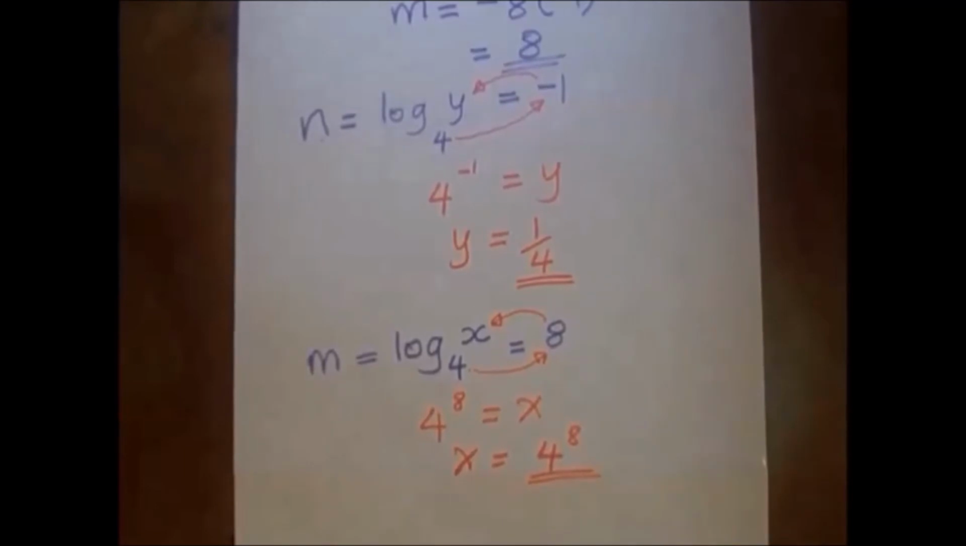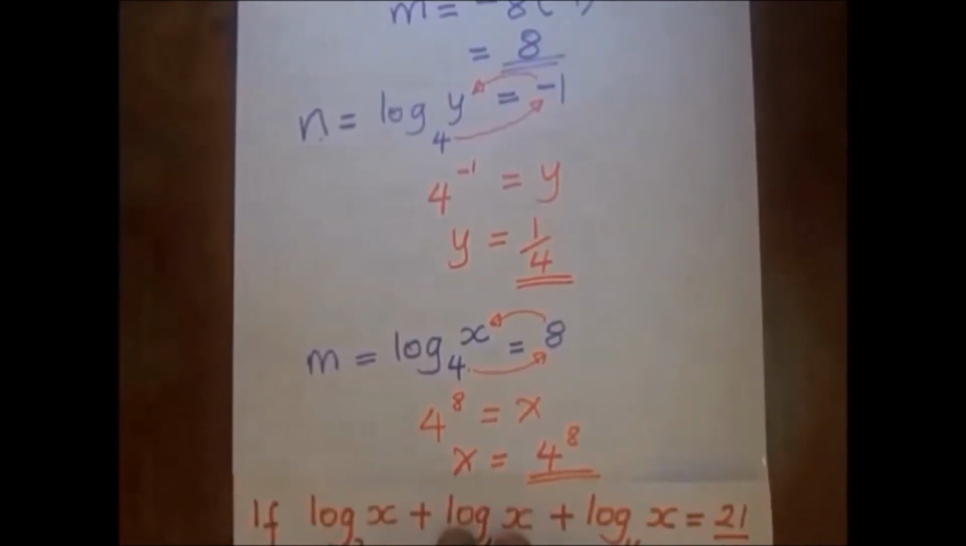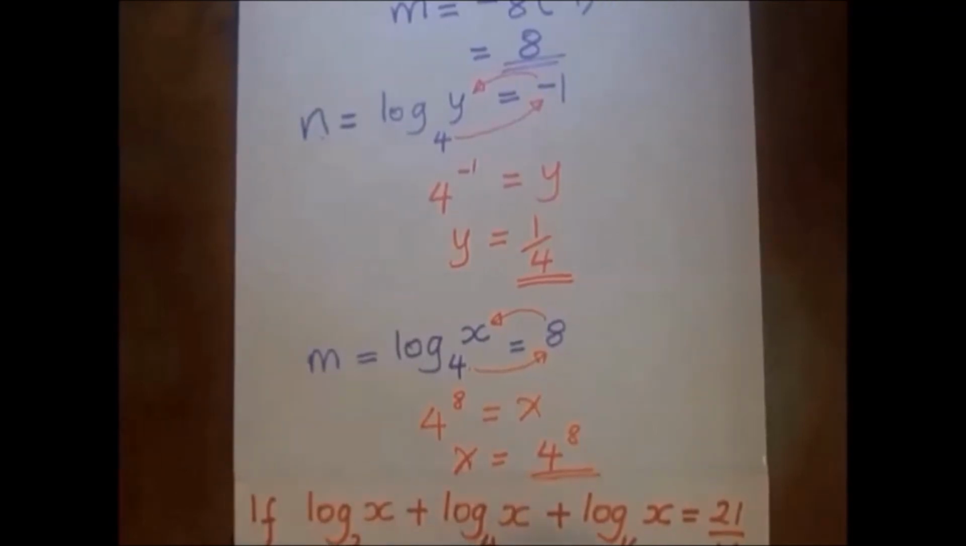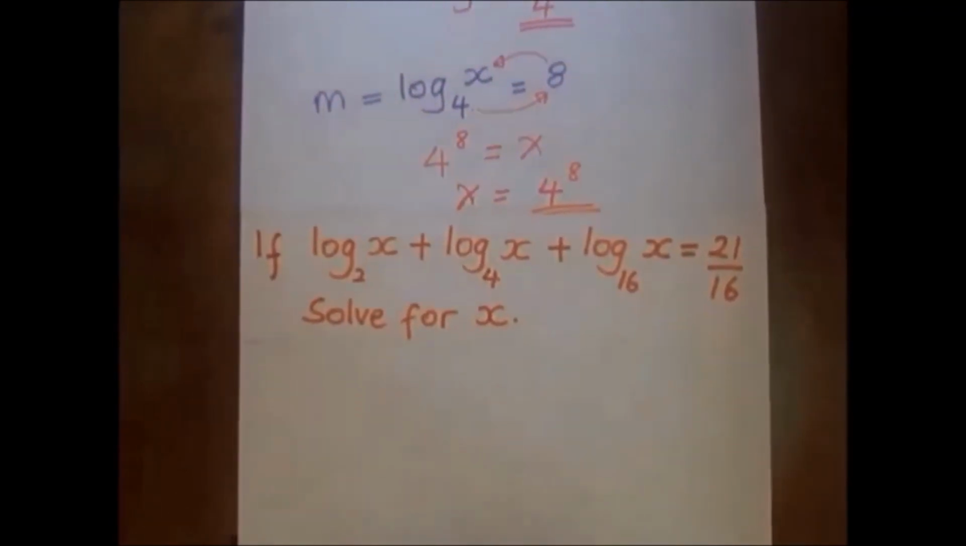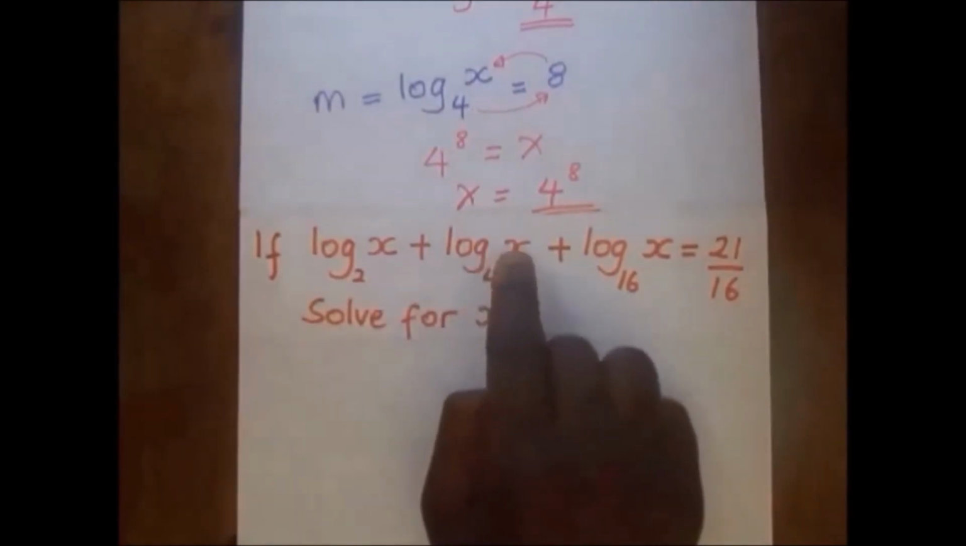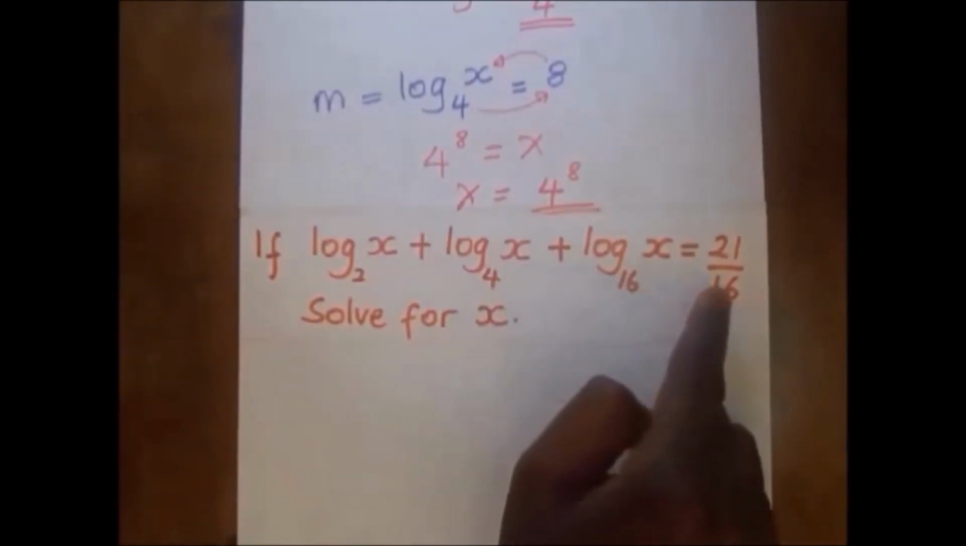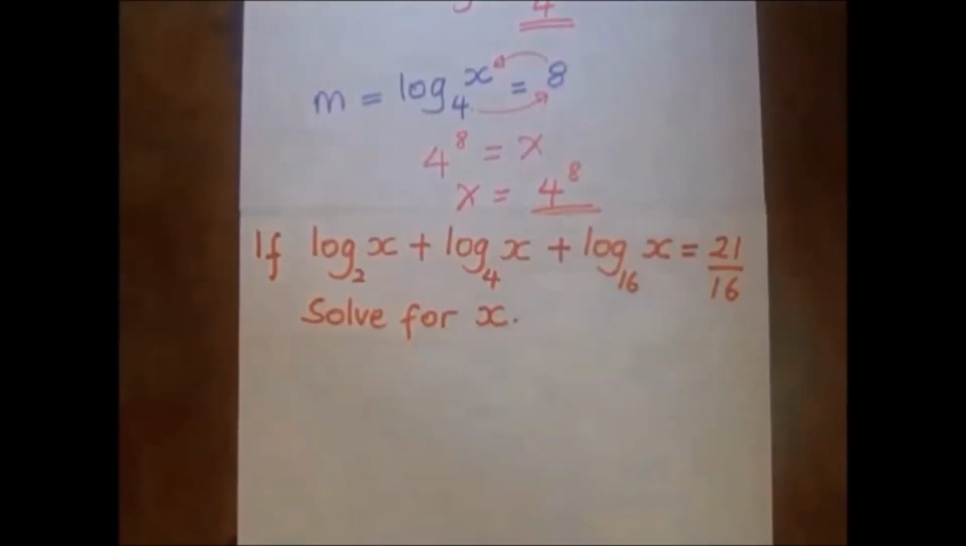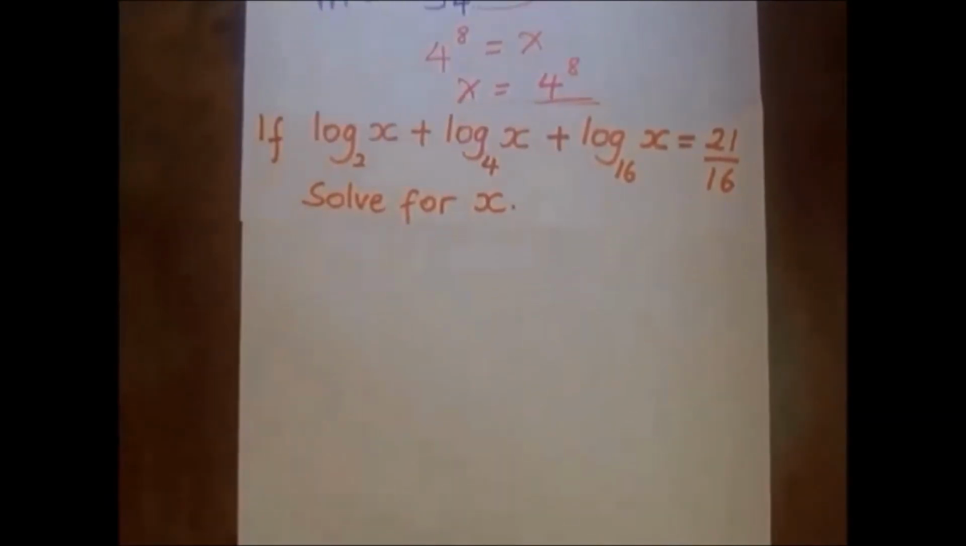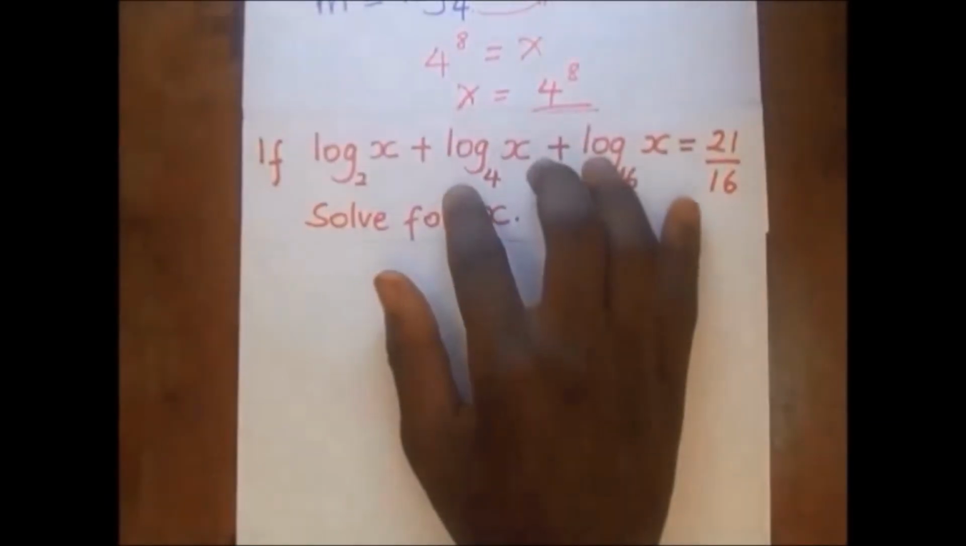So let's do our next example. Our next example, the question is right there. If the logarithm of x base 2 plus the logarithm of x base 4 is equal to 21 over 16, solve for the value of x. So we shall start straight away with solving the value of x there.